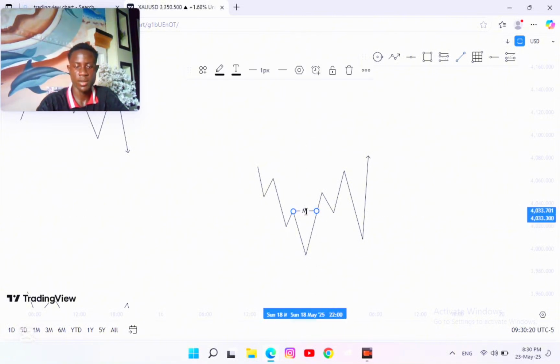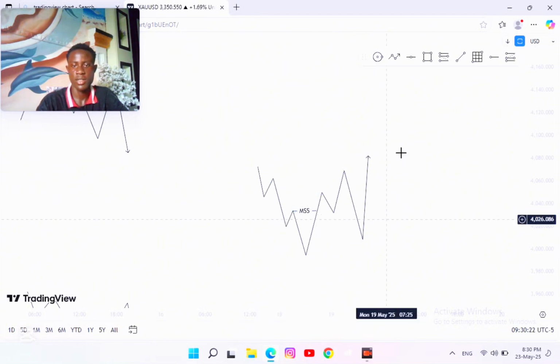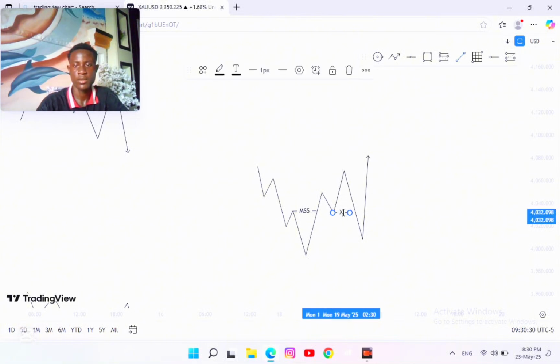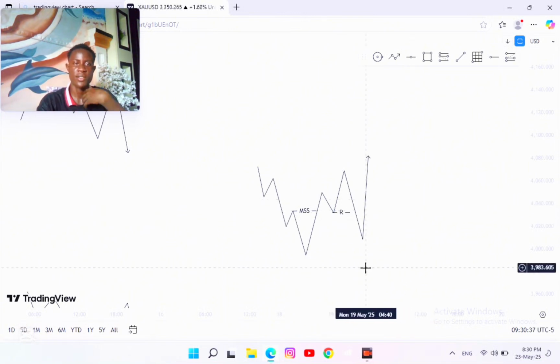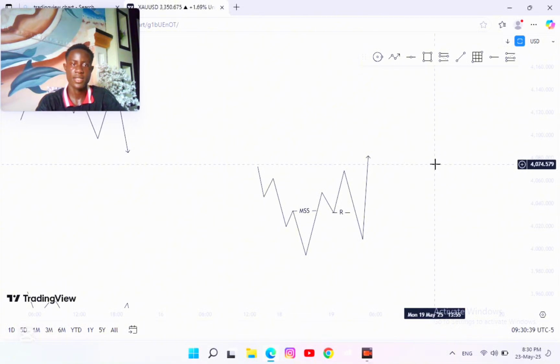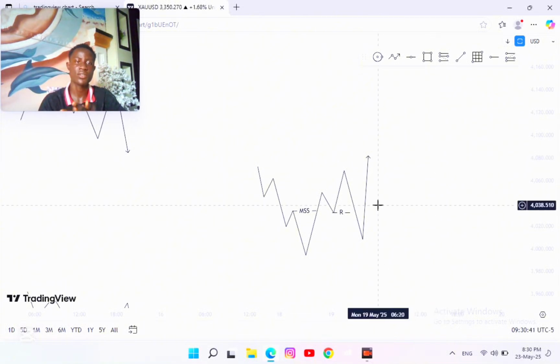This is MSS. This is simply a retest. Price comes to my areas of interest and buys massively. This video is going to be about my setup. In my next video I'm going to show you my entry and exit strategy.